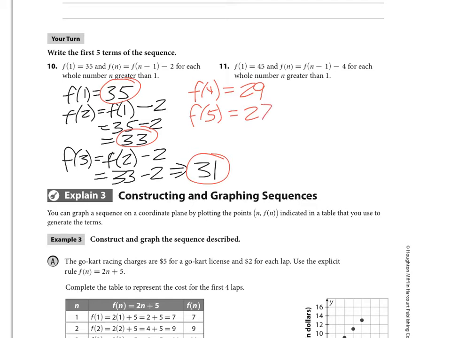Now, here's the issue with recursive formula. You cannot do recursive formula in the calculator. Let me say that again. You cannot do recursive formula in the calculator. So that's a limitation to it.